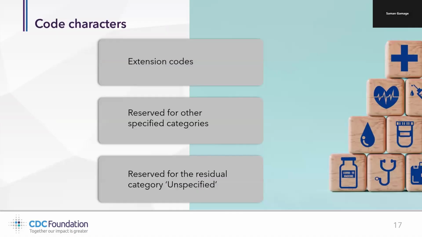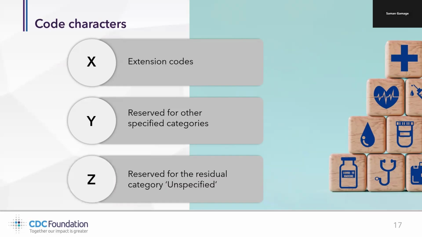Talking more about code characters, as I told you before, letter X is the first character of extension codes. Then letter Y is reserved for other specified categories, but not in the first character position. Then letter Z is reserved for the residual category unspecified, again not in the first character position.